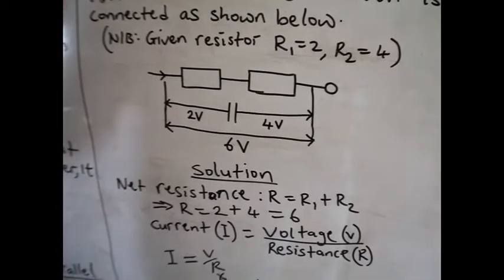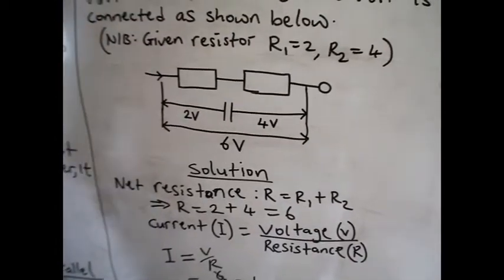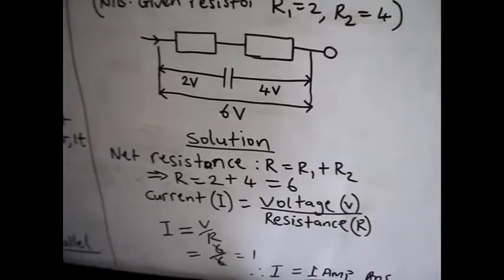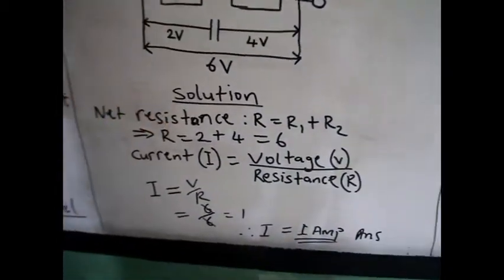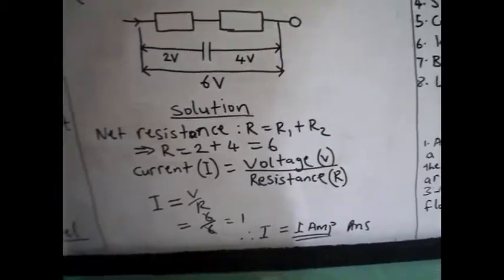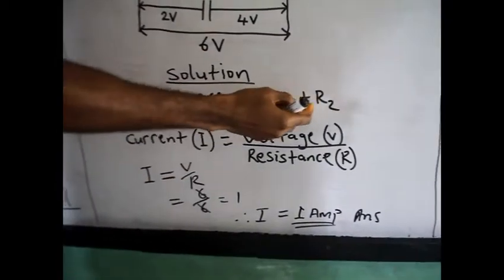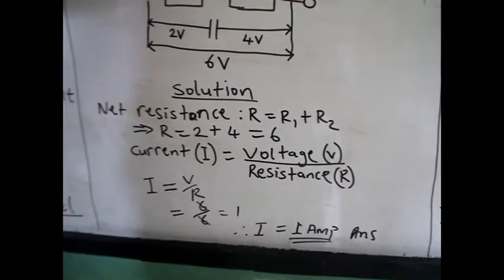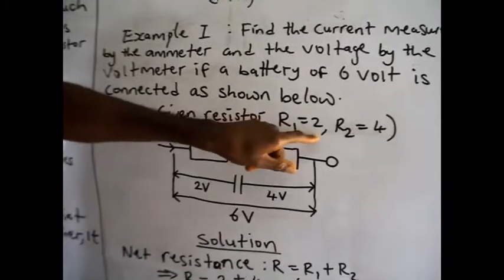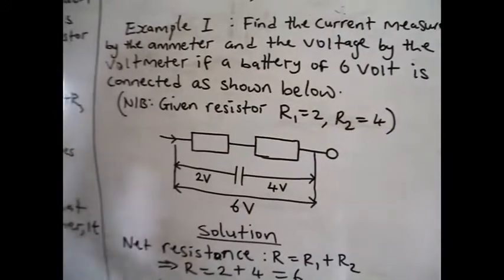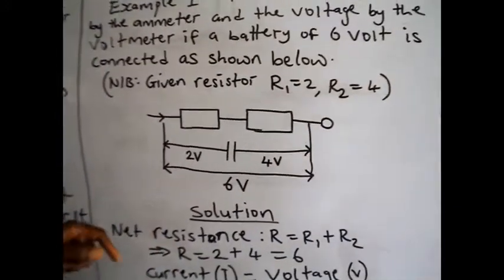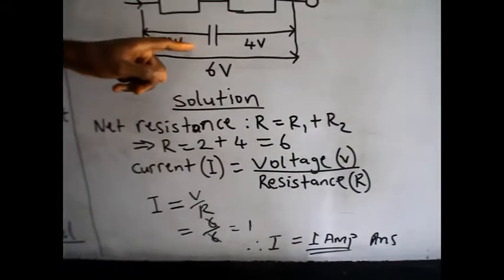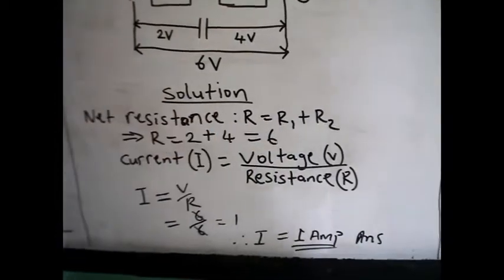The question says, find the current. So how do we find the current? We start by calculating our net resistance. From this formula, our net resistance is R1 plus R2. The resistors are given: R1 is 2, R2 is 4. So our resistance will be 2 plus 4, which will give us 6.